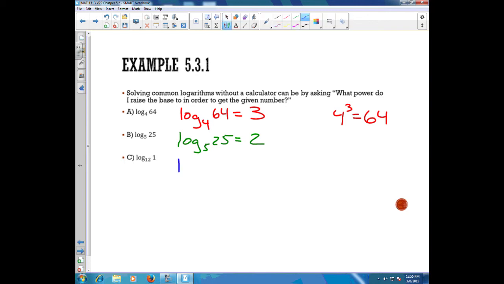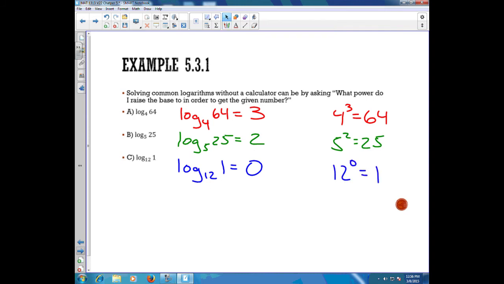And finally, log base 12 of 1, what power do we raise 12 to get 1? Well, the only power that we can raise anything to get 1 is 0. So what we get from these equations is essentially 5 squared is equal to 25, and 12 to the 0 power is equal to 1.